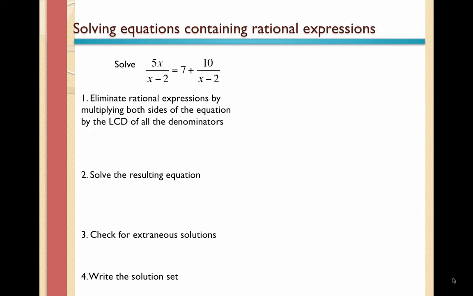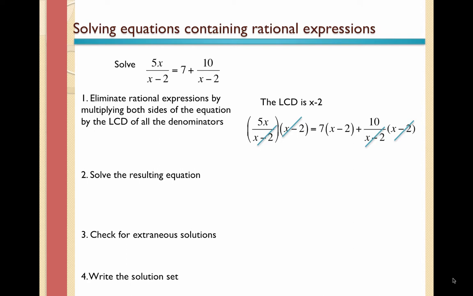In this example, again, we're looking for a common denominator. There is only one denominator, x minus 2, so that is our common denominator. We're going to multiply every piece of our equation by that x minus 2. You can see where the x minus 2's cancel out. On the left, we have an x minus 2 in the numerator and an x minus 2 in the denominator. Those cancel or divide out. And on the right-hand side, same situation.